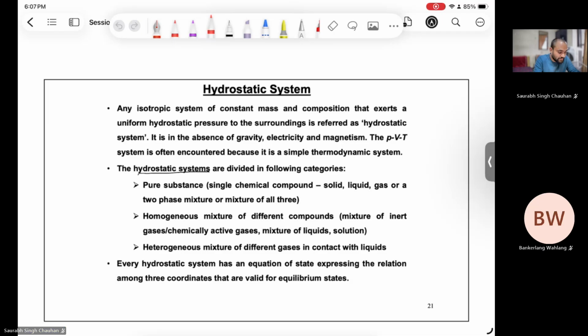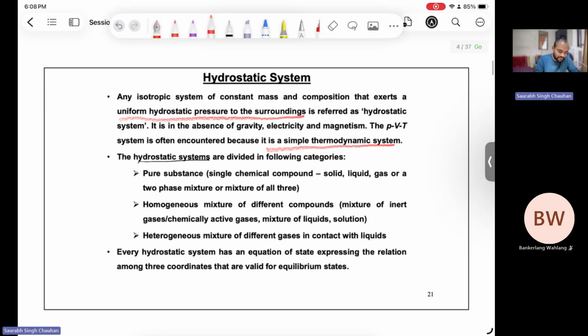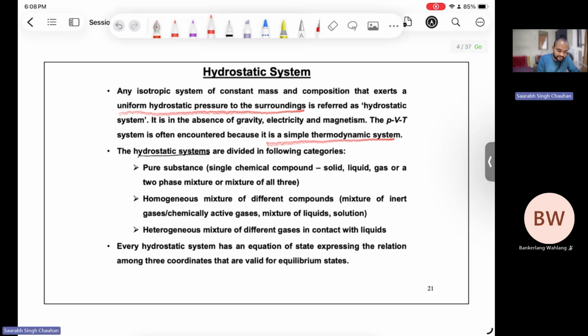It says that an isotropic system of constant mass and composition that exerts a uniform hydrostatic pressure on the surroundings is referred to as a hydrostatic system. The key point here is that it exerts a uniform hydrostatic pressure on its surroundings, in the absence of gravity, electricity, and magnetism. The PVT system is often encountered because it is a simple hydrodynamic system, and there can be several categories under this hydrodynamic system.